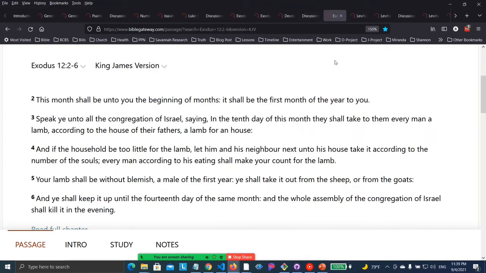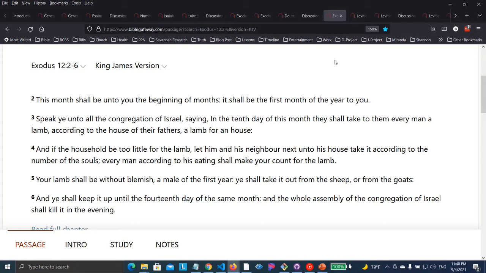So now we're going to look at what defines the first month, since I've explained. Exodus 12:2 through 6. This month shall be unto you the beginning of months, the first month of the year to you. You shall say to all the congregation of Israel, on the 10th day of this month, they shall take every man a lamb, according to the house of their fathers, a lamb for a house. And if the house is too small for the lamb, let him and his neighbor next to his house take it according to the number of souls. Every man according to his eating shall make account for the lamb.